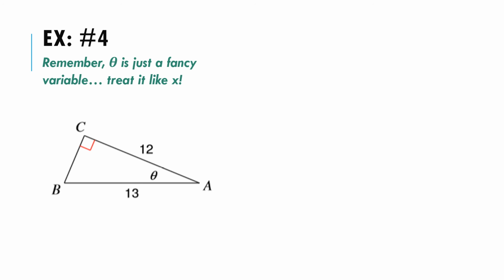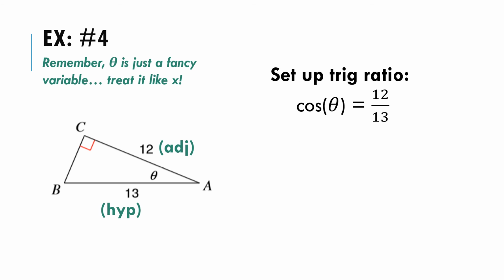Finally, example 4. Remember that theta, again, is just a fancy little variable. Treat it like x. If I look at my sides here, I have nothing opposite. It looks like I only have adjacent and hypotenuse. I'm going to set up my trig ratio. I'm using cosine of theta is 12 over 13. Again, I'm going to need to do inverse cosine, which means I use that little -1 there. So I'm going to do inverse cosine on this side.